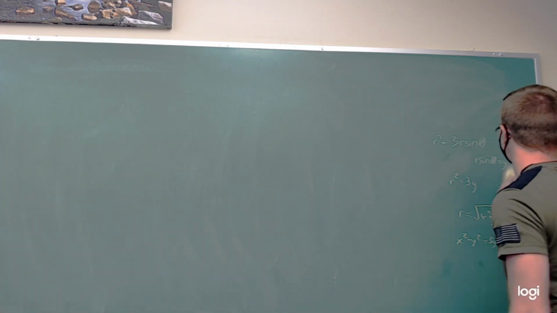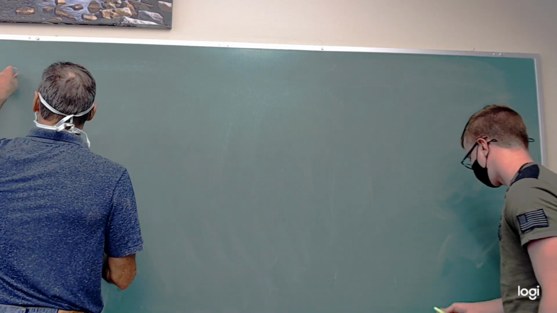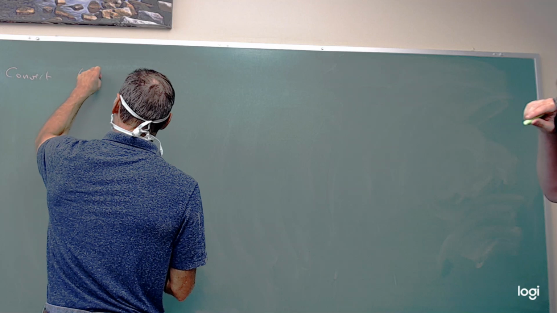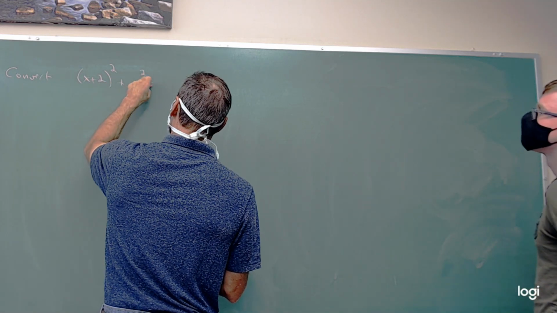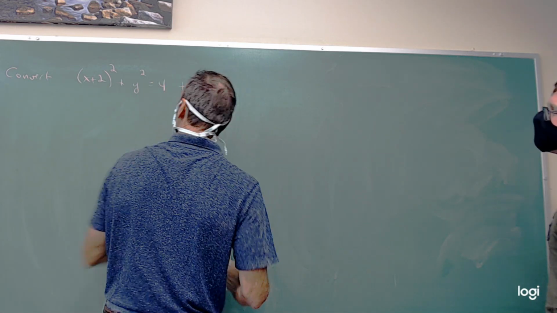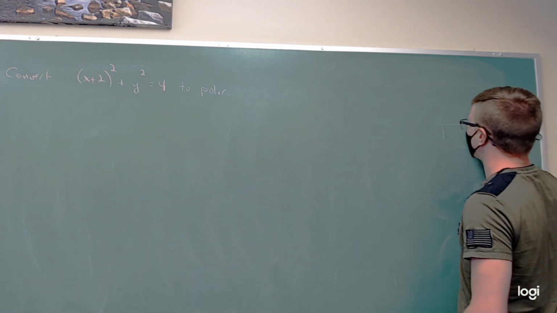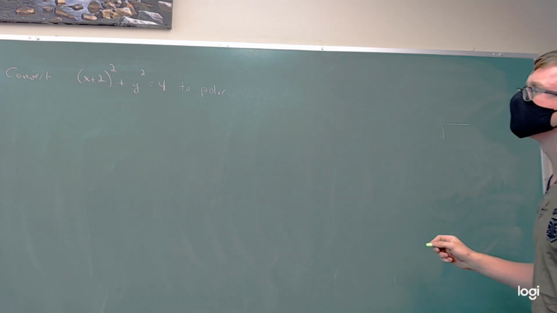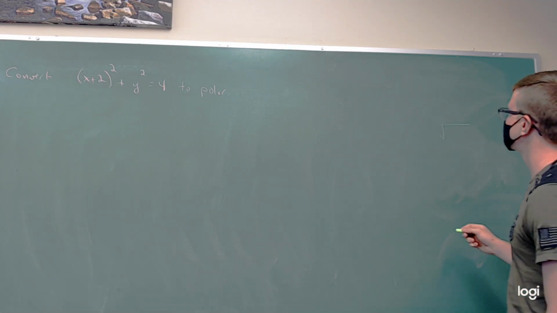Okay, so let's do another problem here. This time we're going to convert (x + 2)^2 + y^2 = 4 to polar. So you want to get rid of the x's and y's, make them into r's and thetas. Should we square this out? Yep, you're going to have to square it out, sadly.